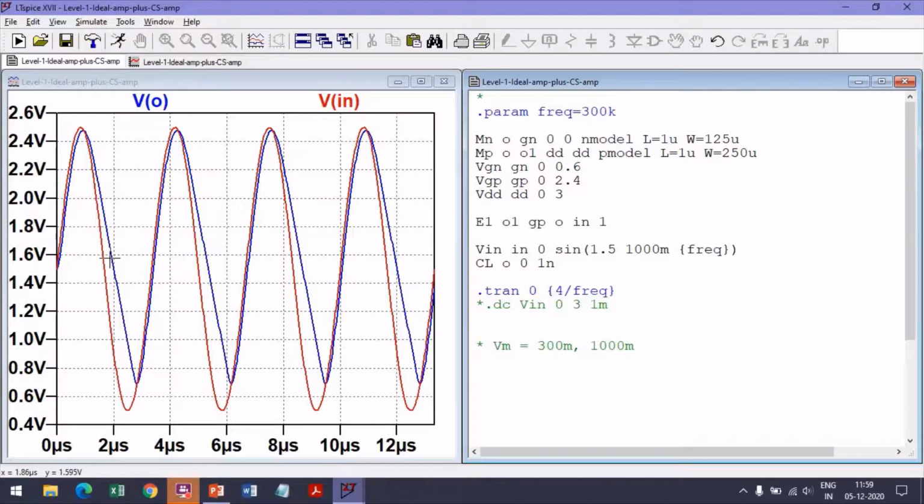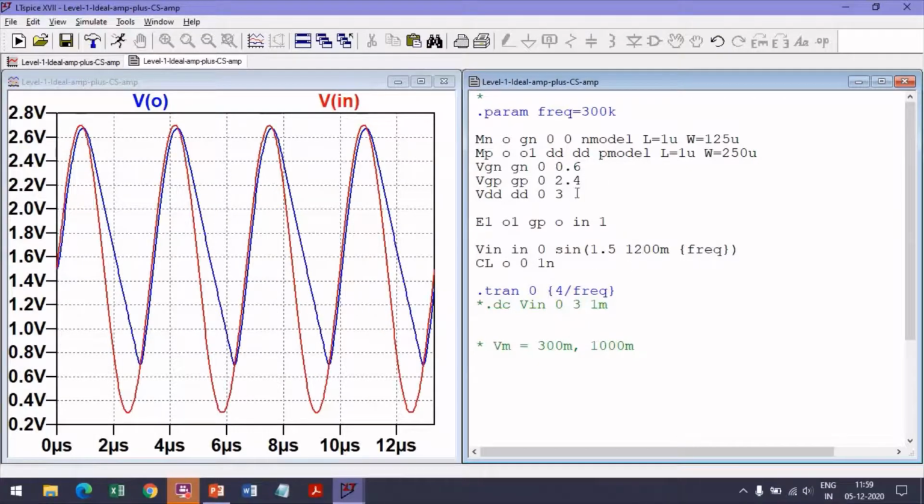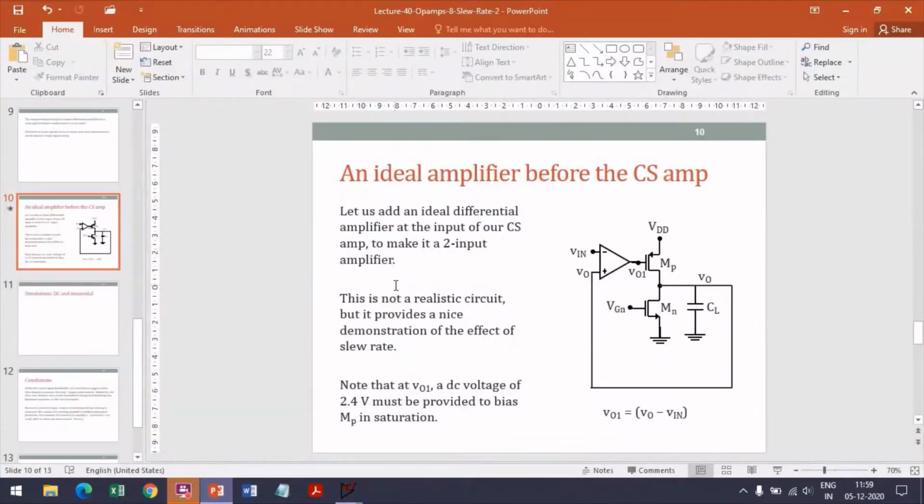All right, this is slewing. This is the slew rate effect on the output voltage. And if we make it even higher, let us try 1200, you will see the effect even larger. The slewing is causing more delay and more distortion in the output signal. All right, so let us draw a conclusion.